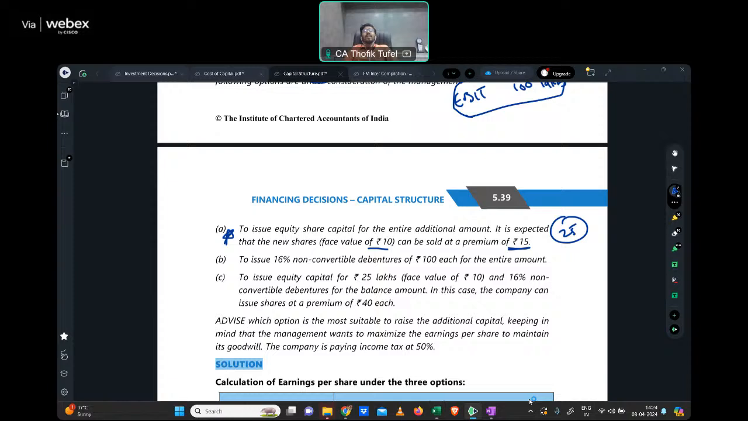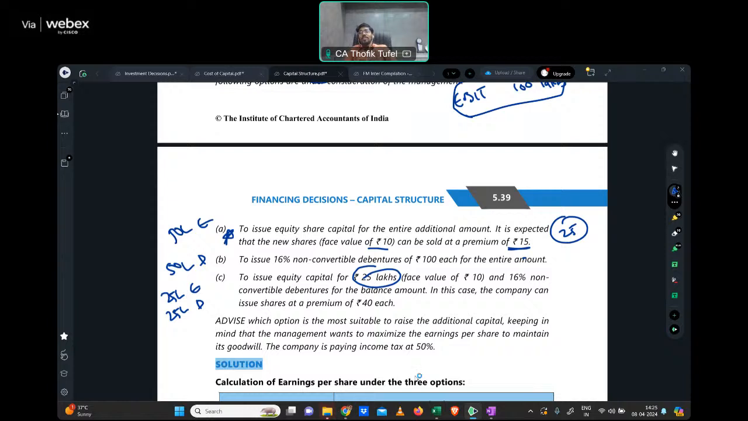What is the second option, sir? Second option, non-convertible debentures issued for 100 rupees. Non-convertible debentures are totally debt. So the first is 50 lakh total equity, the second is 50 lakh total debt. Third one, issue equity share capital for 25 lakh, face value 10. So 25 lakh I want to issue as equity, and the other 25 lakh as debt. That is, 25 lakh equity share capital and 16% debentures for the balance amount.